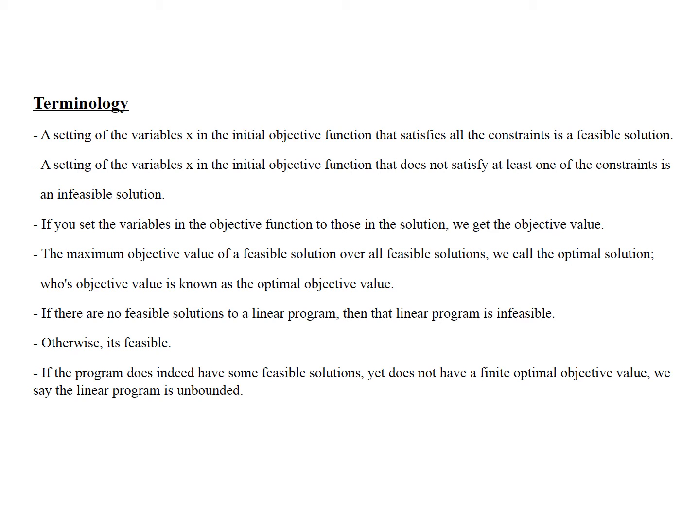If there are no feasible solutions to a linear program, then that linear program is infeasible. Otherwise, it's feasible. If the program does indeed have some feasible solutions, yet does not have a finite optimal objective value, we say the linear program is unbounded.